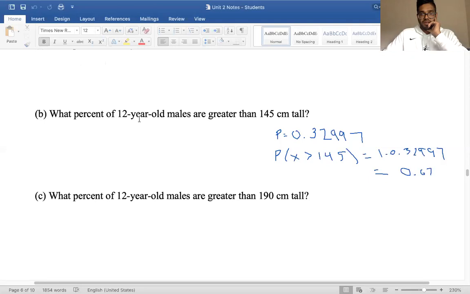Okay, so then what can we say about this? We can say that 67% of 12-year-old boys are taller than 145 centimeters. Okay.